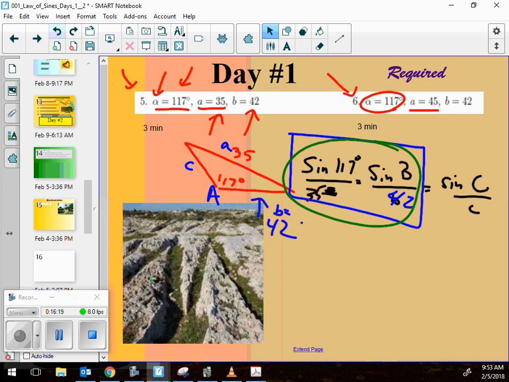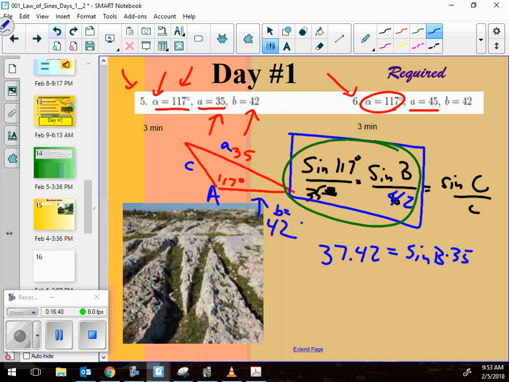I feel like we're on track. I think you could handle this. You want me to finish this? Okay, tell me what sine 117 times 42 is. Sine 117 times 42 equals sine B times 35. I'm cross multiplying, I'm doing it that way. Now I'm going to divide by 35. Can anybody verify this? 1.06? Yes or no? Okay, thank you. And then, how do we finish it from there? Do you remember how to do the inverse to get this?